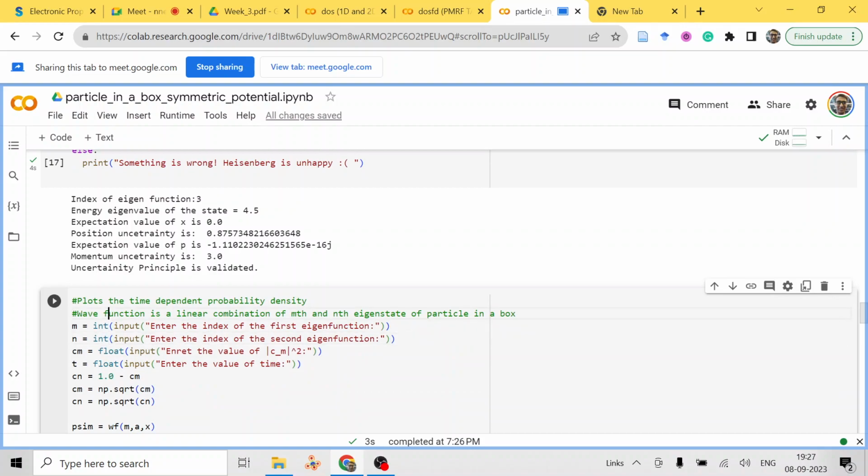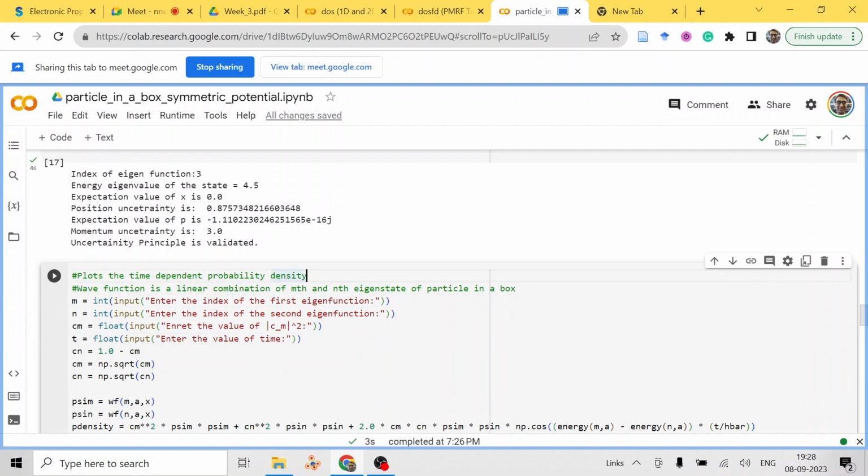Alright, now we are going to plot the time dependent probability distribution function. So we are going to take a wave function which is a linear combination of the mth and nth eigenstate of a particle in a box. So for these two we get the inputs from the user, for m and n, the eigenstate numbers.